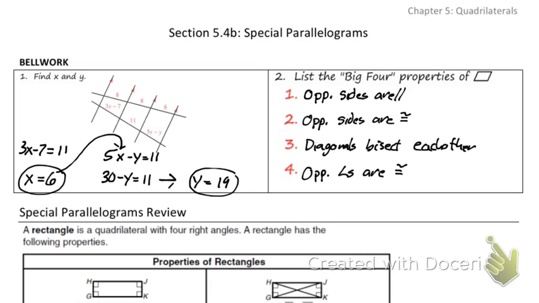So, a rectangle, it's just a quadrilateral with 4 right angles. If a quadrilateral is a rectangle, then it is a parallelogram. If a parallelogram is a rectangle, then its diagonals are congruent. If one angle is a right angle, then a parallelogram has to be a rectangle. If the diagonals are congruent, then the parallelogram is a rectangle.